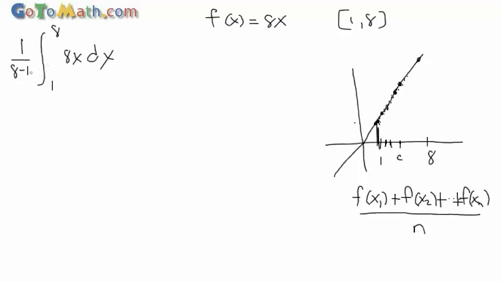Now it's pretty simple, so you ought to know how to do this. This is pretty easy, right? 8x squared over 2, going from 1 to 8. Don't forget this out here. This is 1/7, right? So 1/7 times whatever this is going to be. Now let's go ahead and simplify this down. 2 goes into 8 4 times, so we end up with 4/7, right?